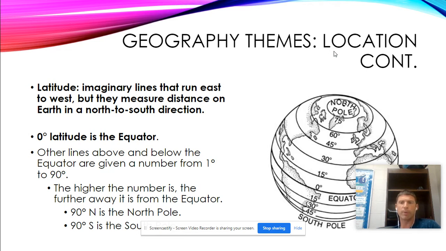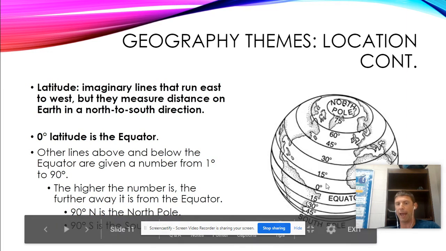Now, in 6th grade, you should have become very familiar with the terms latitude and longitude. Latitude are the lines that run east and west on the globe or a map. They are measured, though, north or south of the equator. So if you look at these numbers included in this image, 0 degrees is the equator. This is 15 degrees north because we are above the equator. This is 15 degrees south.